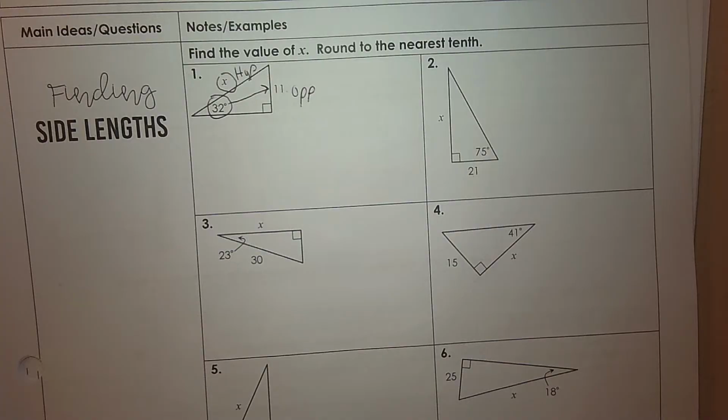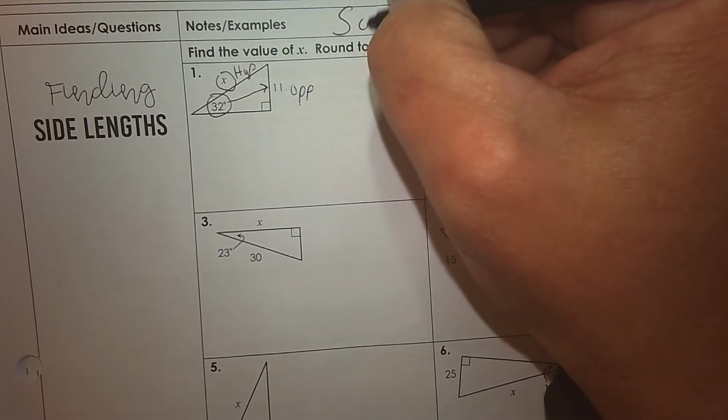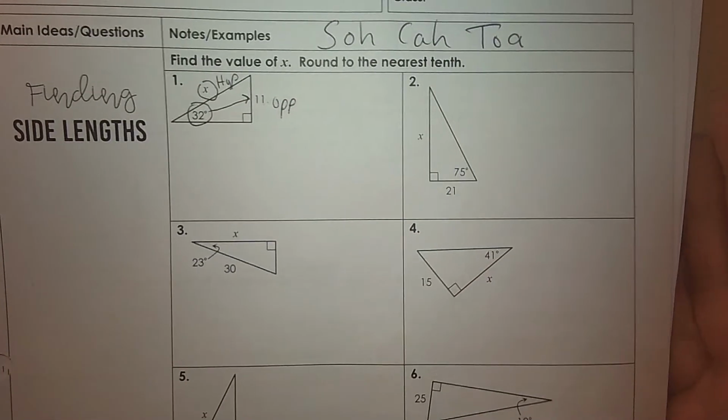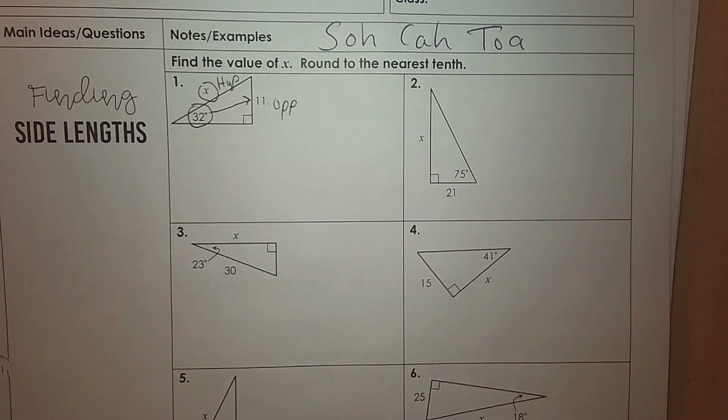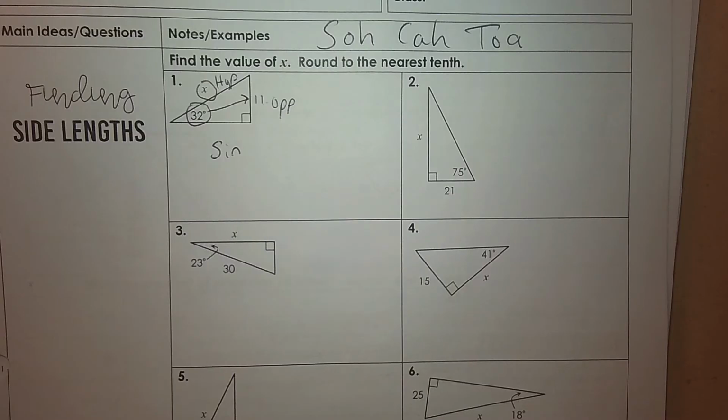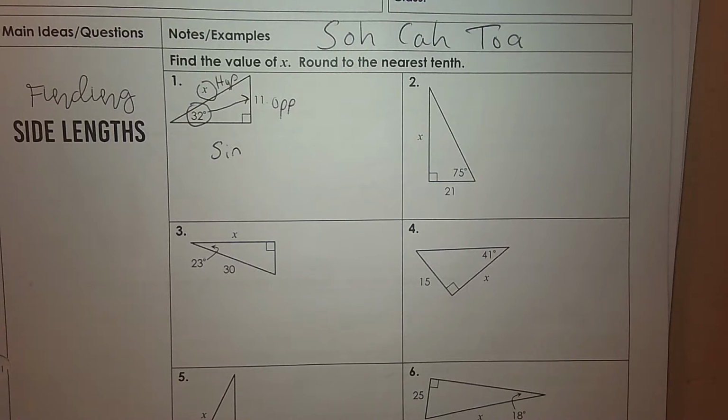So some of you are going to go, I don't remember. So then put it on the top of your page. That isn't wrong to put it up there. So which one uses opposite and hypotenuse without guessing? So what we're going to write down is sine, because that's what that says. SIN is sine in trigonometry.